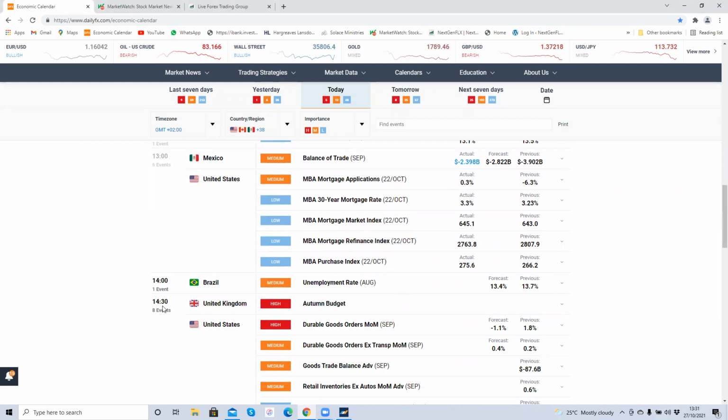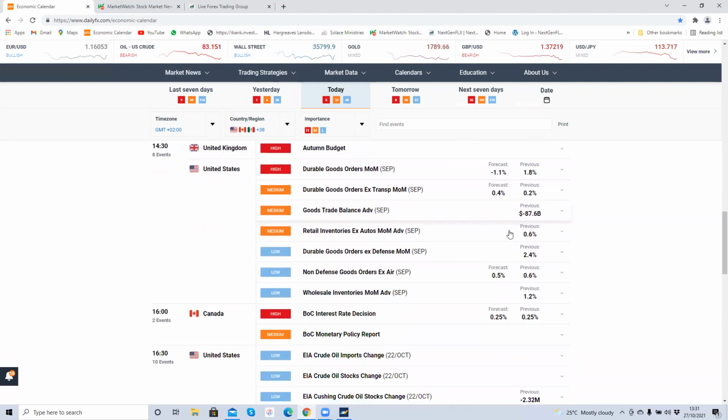Then at 2:30 p.m. GMT +2, which is in about an hour's time, we have the UK autumn budget and the US durable goods orders. And as you know, reports out of the United States affect all markets and all currency pairs. So there's a high probability of the markets trending sideways prior to that report.